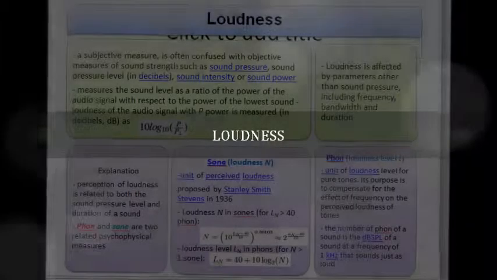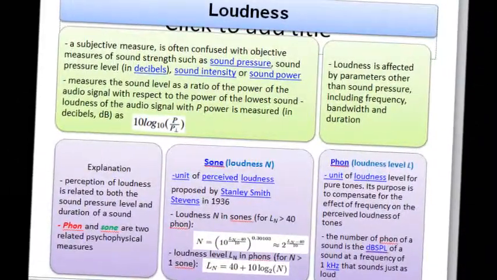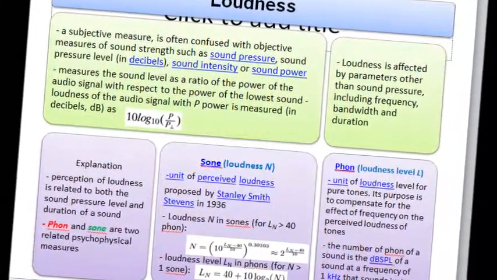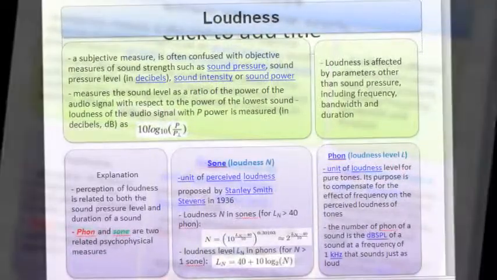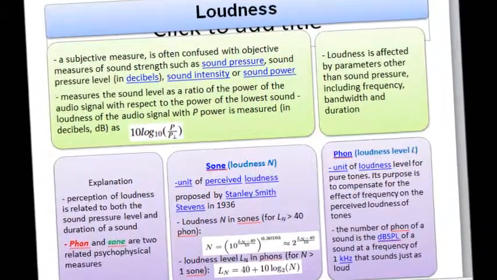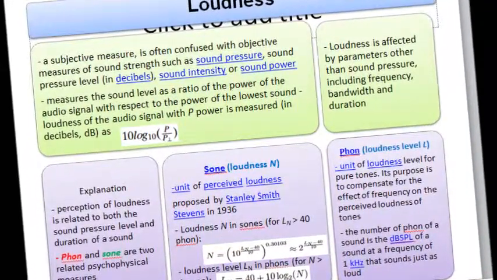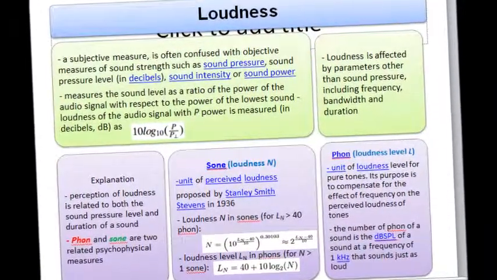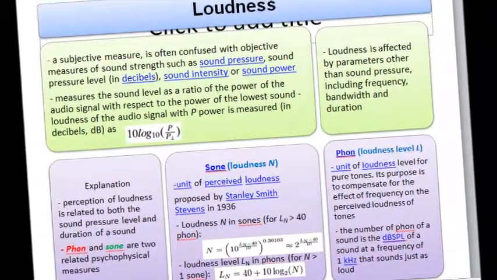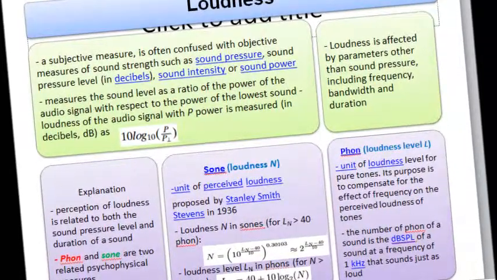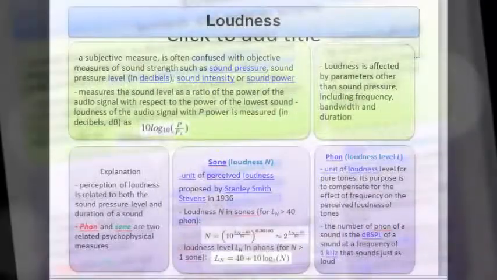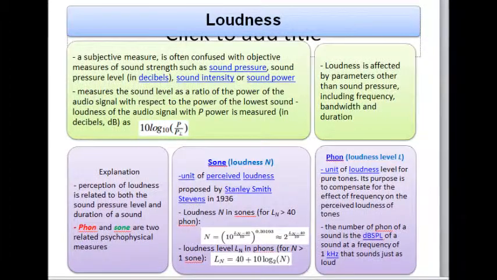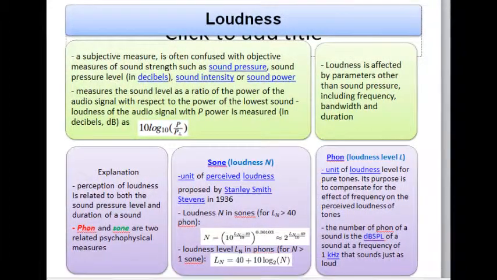Next, we will explain loudness. Loudness is a subjective measure, often confused with objective measures of sound strength, such as sound pressure level, sound intensity, or sound power. Loudness is affected by parameters other than sound pressure, including frequency, bandwidth, and duration.